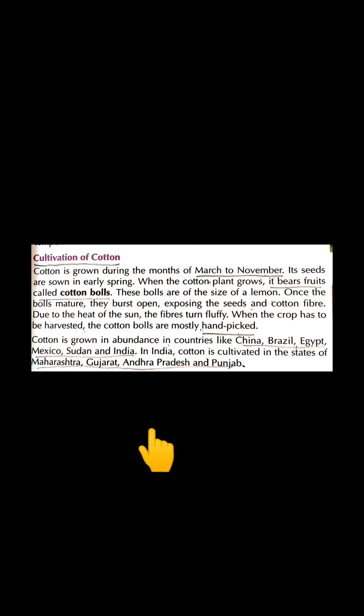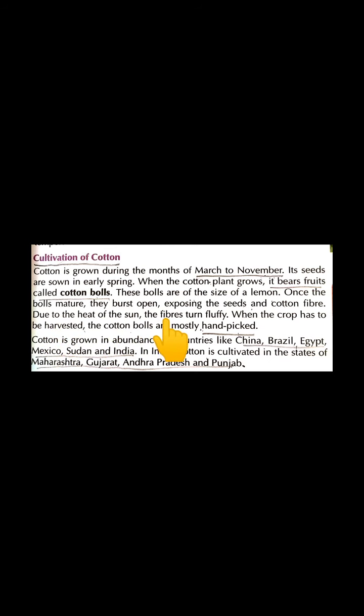So our next topic is cultivation of cotton. Let's read. Cotton is grown during the month of March to November. Its seeds are sown in early spring. When the cotton plant grows, it bears fruits called cotton bolls. These bolls are of the size of a lemon. Once the bolls mature, they burst open, exposing the seeds and cotton fiber.